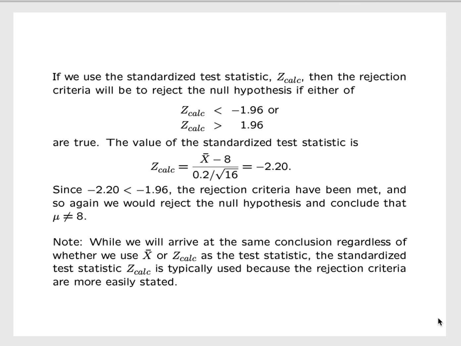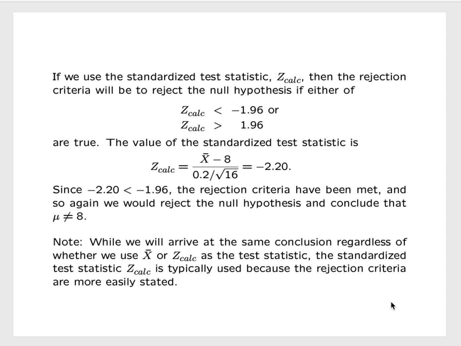The value of the standardized test statistic, again, is obtained by subtracting the hypothesized value of the mean from the sample mean. So we subtract 8 from x bar, and we divide that by the standard error of x bar, which in this case would be 0.2, the population standard deviation, divided by the square root of the sample size. And so we get a standardized test statistic equal to negative 2.2.